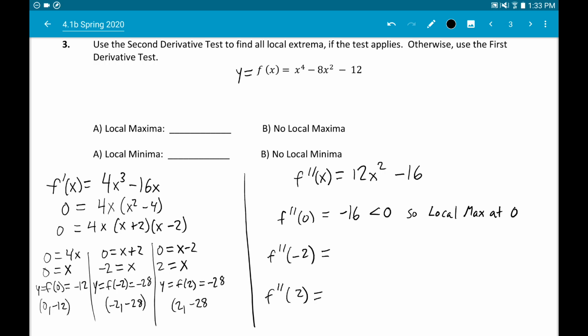Alright, if we plug in negative 2, negative 2 squared is 4, 12 times 4 is 48, minus 16, that's going to be 32. That one's positive, so the opposite situation. If the second derivative is positive, you have concave up, so you must have a low point, a local min for that one. And then if we plug in positive 2, we're also going to get 32 there. So it's just like what happened with negative 2.